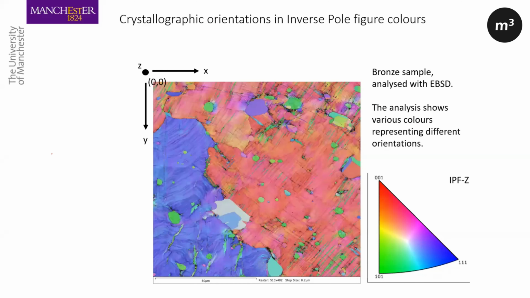So this is a typical map. You can see here the IPF colors. That means red is 001, blue is 111, and green is 101. This is of a bronze sample, so you can see these green ones are actually lead, which are oriented in the 101 direction, their poles in the Z direction. But there's a grain here which is more of a red color, but then you can see the twins, micro twins in it, in green.